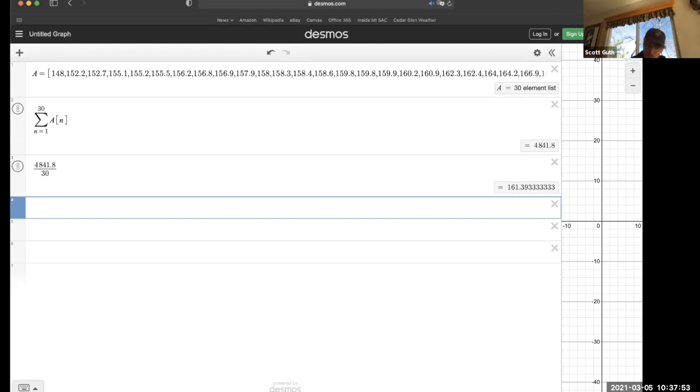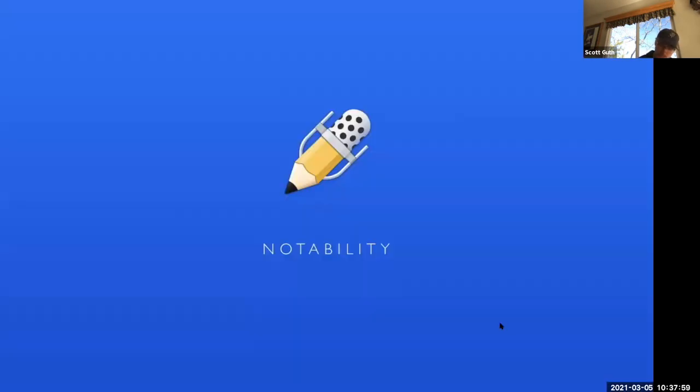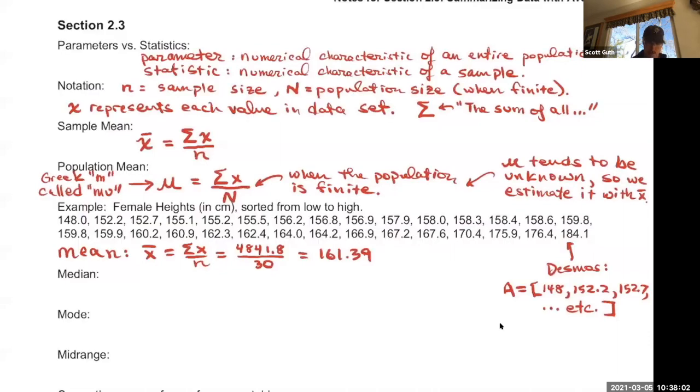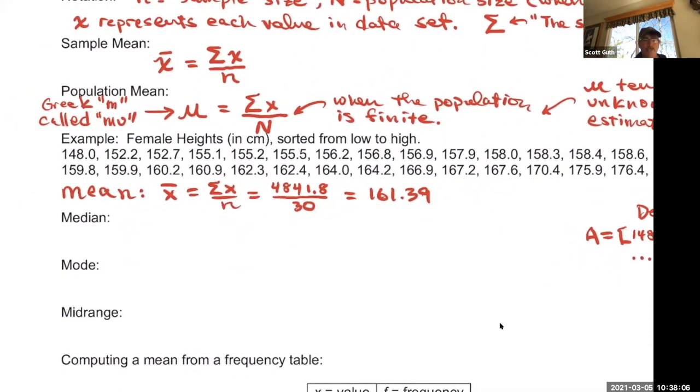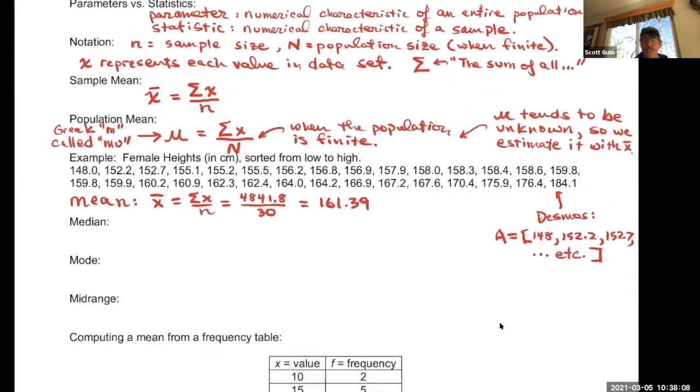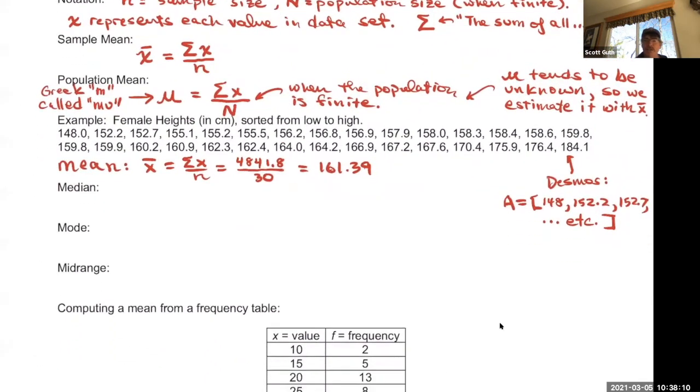Okay, so just to let you guys know, all I'm going to have you do to compute an average is just write the number down, what the average is. So in Desmos, to get an average of all the values in the list, you type mean and then the list name in parentheses like that. That's all you have to do in Desmos. Mean of A.